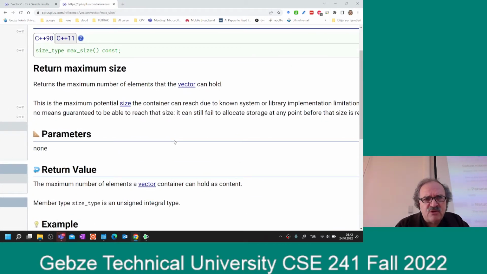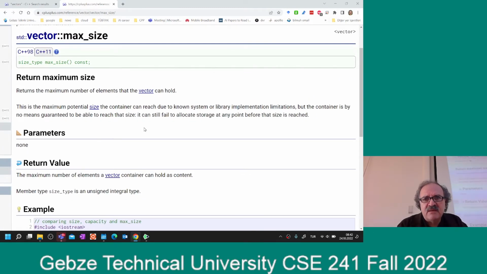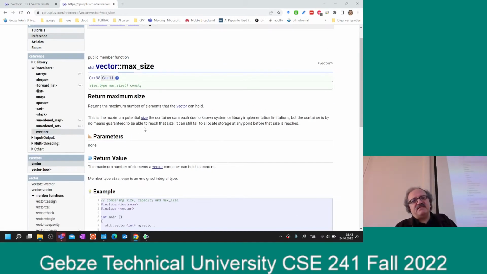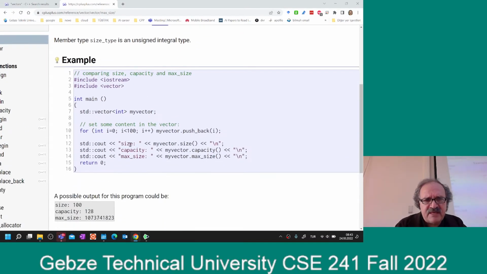It returns the maximum size of the elements that the vector can hold: the potential size the container can reach due to known system or library implementation limitations. Okay, maximum size is this. How much can I grow this without causing any system crashes, etc.? It should be equal to or greater than capacity. Max size is a very large number. So what did they change in C++ 11? Did they change anything? No. Okay, size, capacity, max size.